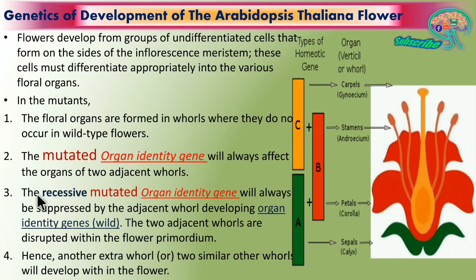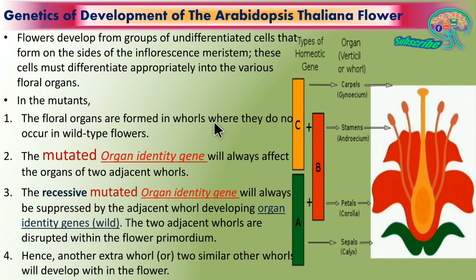And in the same manner, the recessive mutated organ identity genes will always be suppressed by the adjacent whorl-developing organ identity genes. As I have said, if you mutate the class A gene, the mutated class A gene is going to act as a recessive gene. Because of its recessive expression, the wild type, the unmutated or normal gene present in the B and C classes, is going to be dominant over the mutated class A organ identity gene. So because of that, the two adjacent whorls are disrupted within the flower primordium.